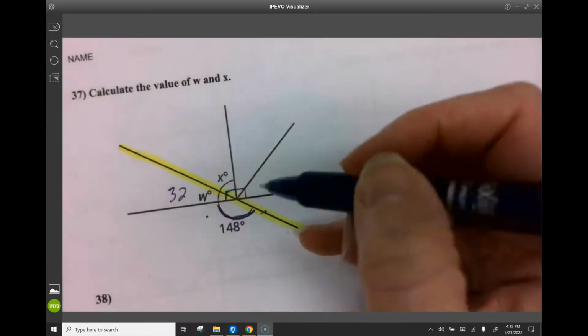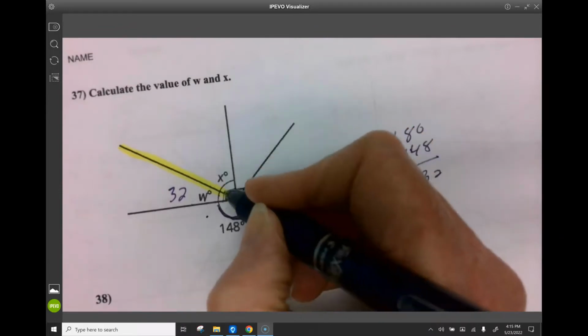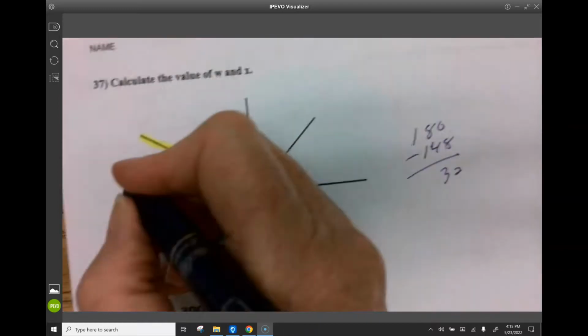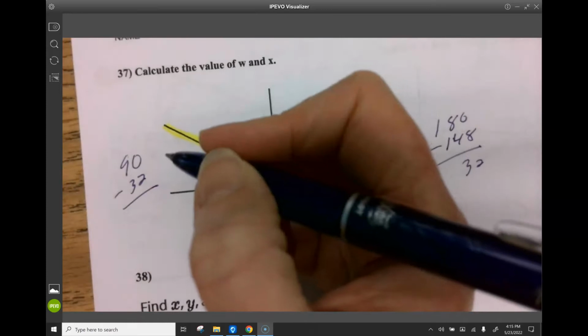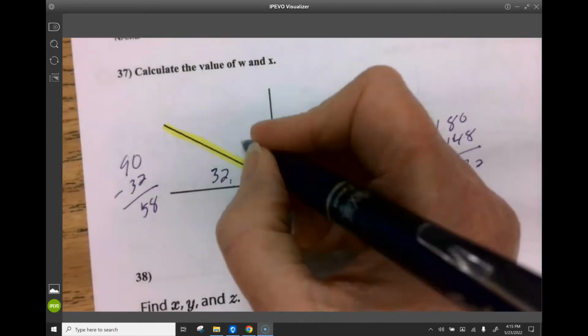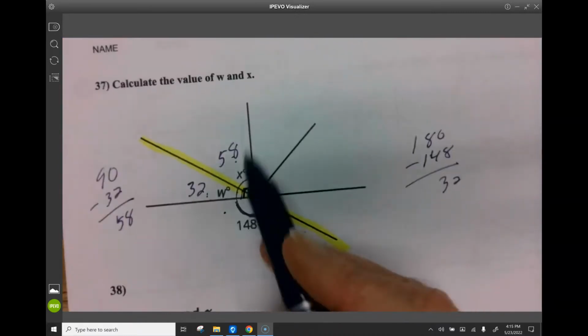Now this is a right angle. These are complementary angles, so they add to 90. So I can take 90 minus 32, and I get 58. So this angle is 58. If this were on a computer, you'd say X equals 58, W equals 32.